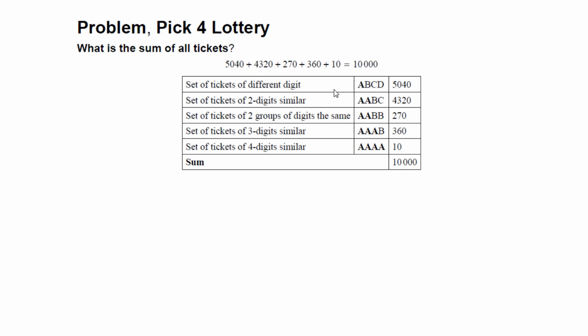Now we have the question, what is the sum of all tickets? It should be 10,000 because they are disjoint sets. So we add them together and we get 10,000 exactly. So we are going to summarize all of these sets in this table here. The set of tickets of different digits, set of tickets of 2 digits similar, set of tickets of 2 groups of digits the same, set of tickets of 3 digits similar, and set of tickets of 4 digits similar, and their corresponding number here, and their sum is 10,000.